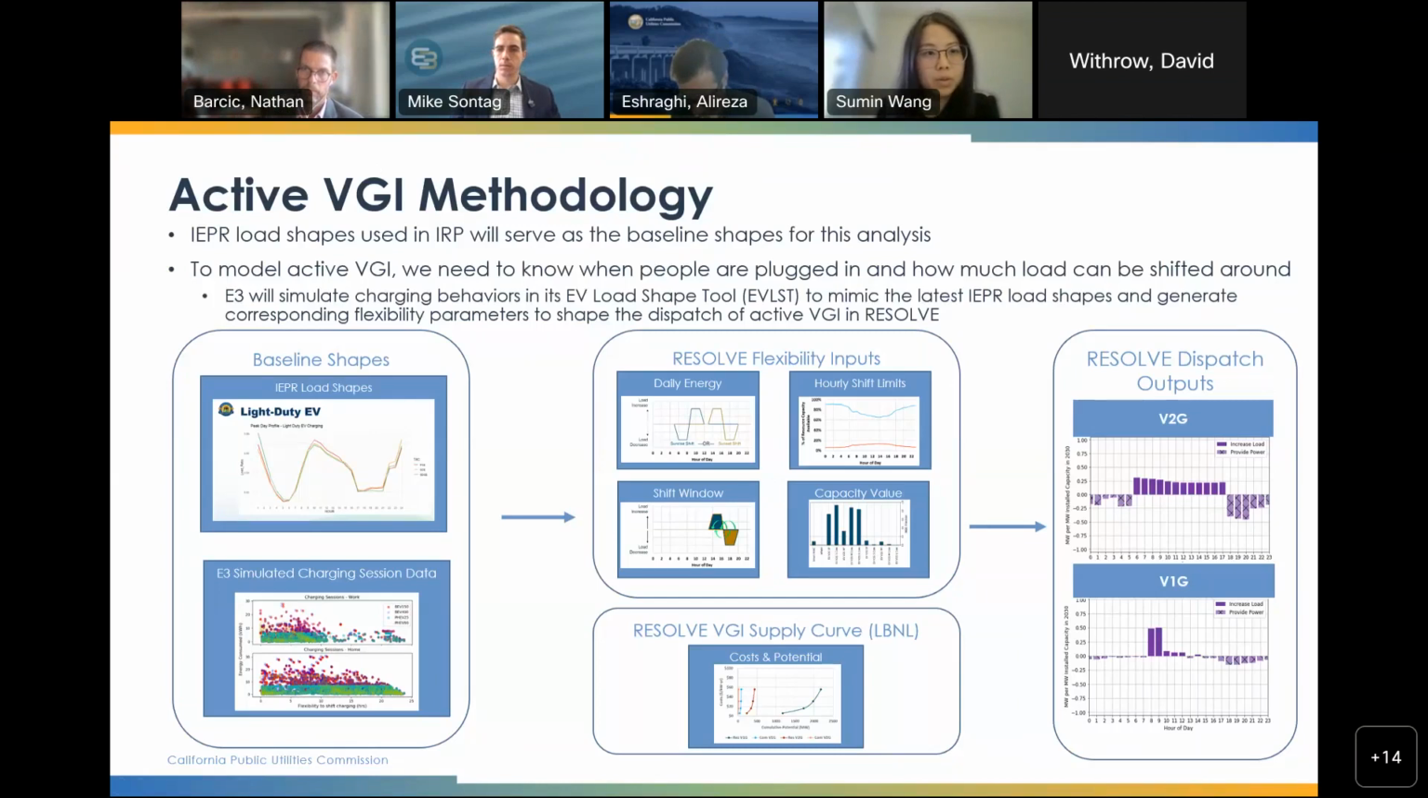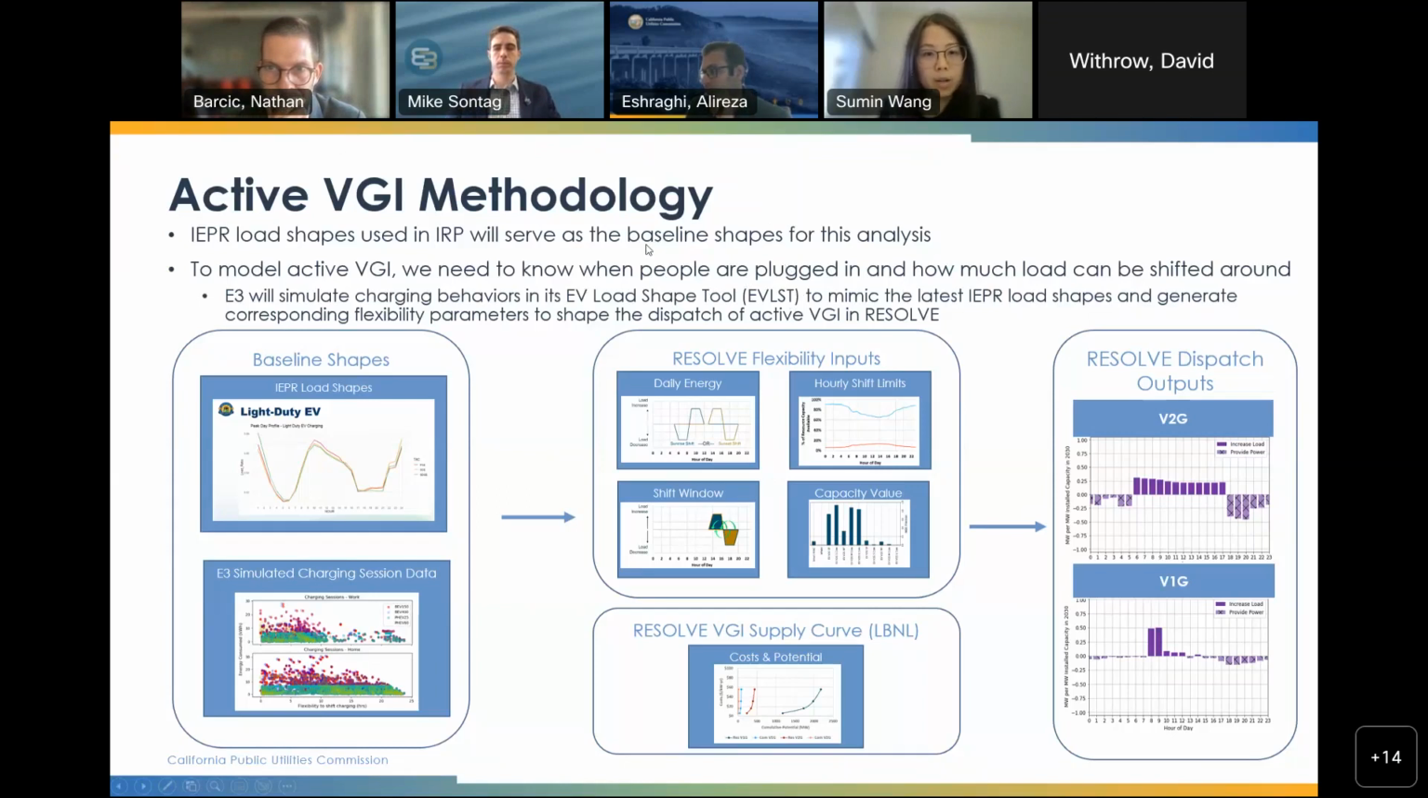But on top of that, we also need to know when people are plugged in and how much load we can further shift around beyond the time of use rates. In order to develop those parameters, E3 will use our EV load shape tool to simulate charging behaviors and to mimic the latest iProLoad shapes to generate the corresponding flexibility parameters to shape the dispatch of VGI resources in RESOLVE. And Mike already covered a lot of these parameters in the shift and shift DR session. They include daily energy, hourly shift limit, and shift window, and we also need inputs for capacity value, which I will talk a little more in depth about in the next slide.